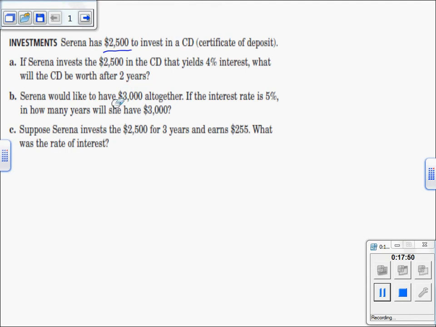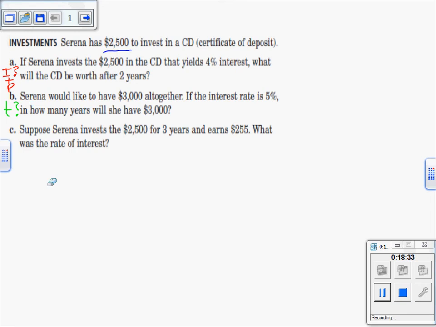In part B, it says she would like to have this much grand total value. If the rate was this, and this is how much she wants to have, how long does she have to wait in order to have $3,000 total value? So in B we're going to be solving for time, T. For A, we're just going to be solving for I, and then we're going to add I to P, the principal. We find the interest, then add it to the principal. That's a plus sign, not a T. Notice my T's have little swoops in them. In part B, we're just going to find the time.